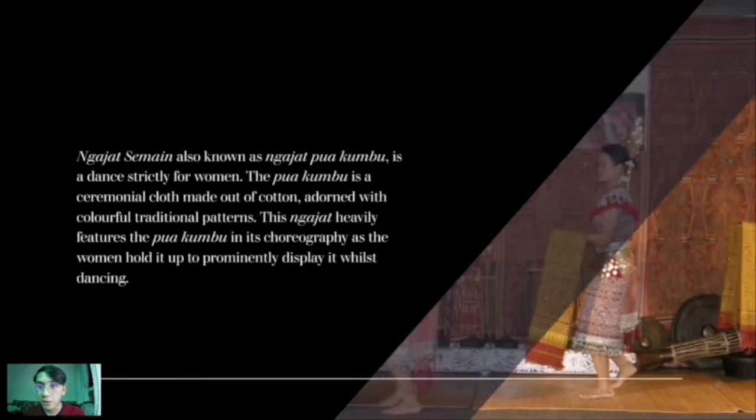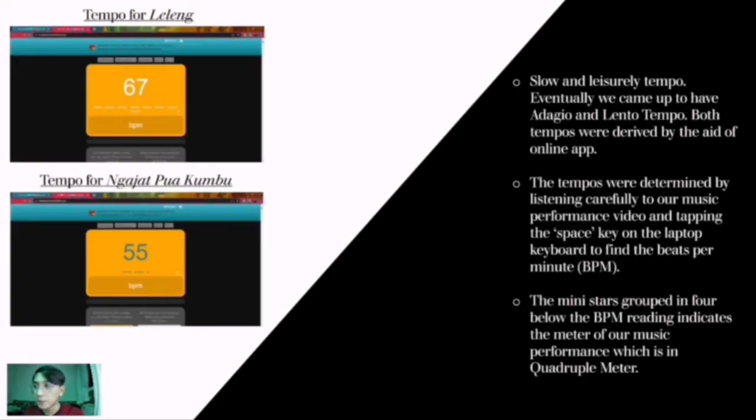Ngajat Semain, also known as Ngajat Puak Kumbu, is a dance strictly for women. The Puak Kumbu is a ceremonial cloth made out of cotton, adorned with colorful traditional patterns. This Ngajat heavily features the Puak Kumbu in its choreography, as the women hold it up to prominently display it whilst dancing. For our rhythmic pattern, we decided to perform in a slow and leisurely tempo.